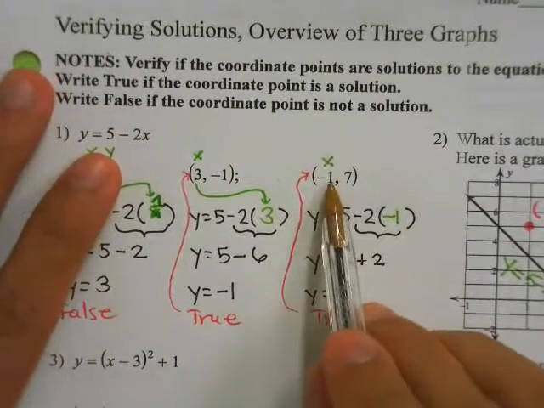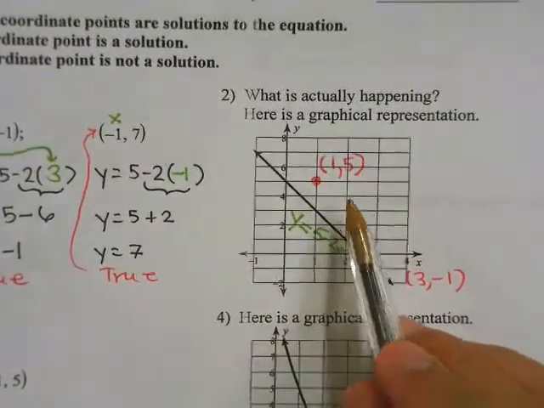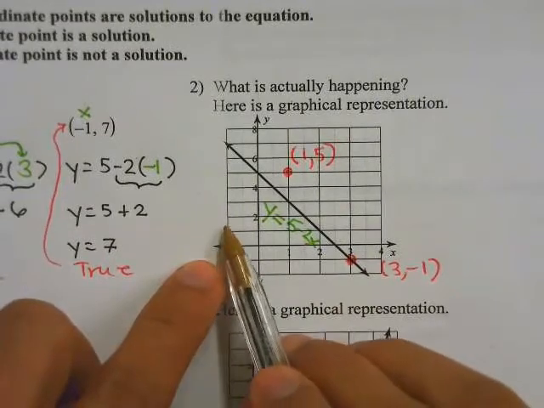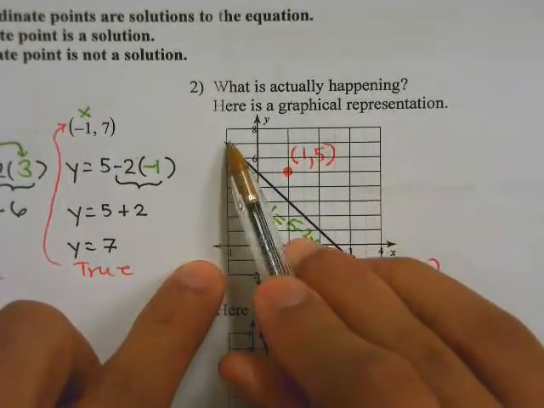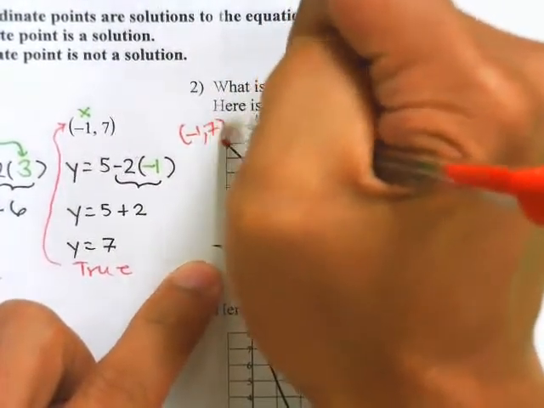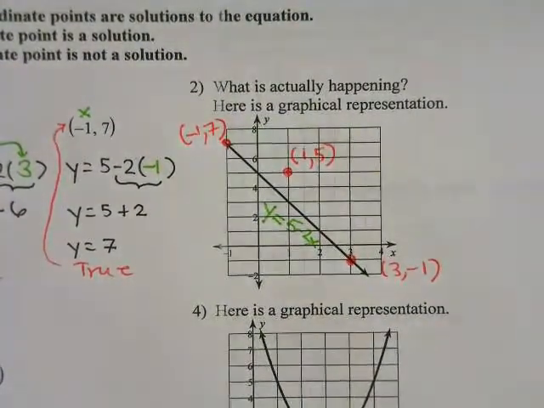And the last one is (-1, 7), so let's go graph that. Negative 1 is on the left side over here, and we've got to go 7 up. 1, 2, 3, 4, 5, 6, 7. That's a little bit off, but it does look like it lands on the linear function, the linear graph.